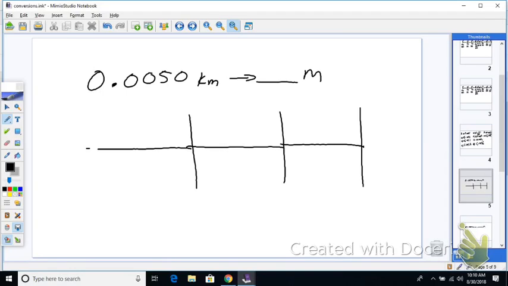Alright, so we're going to go ahead and do one. I'm going to put this in scientific notation right away. So I'm going to convert it. I'm going to go 5.0 times 10 to the negative third kilometers. The reason I put it in scientific notation, it allows me to multiply and divide easier. Okay? That's why I'm going to choose to do that.